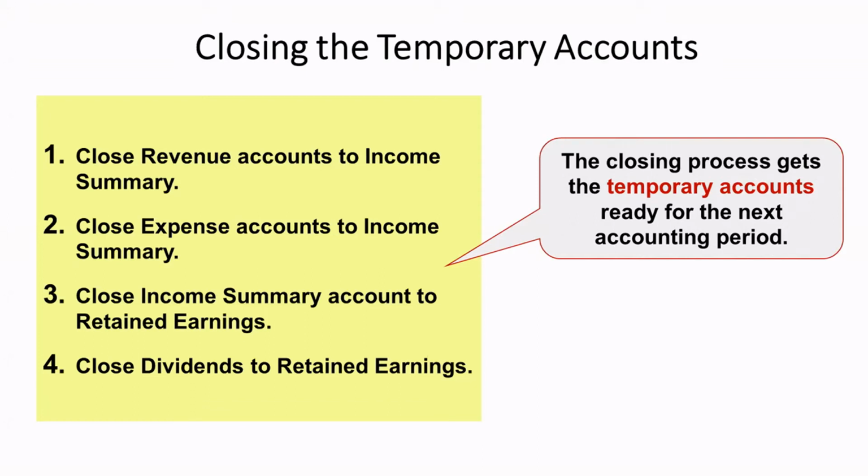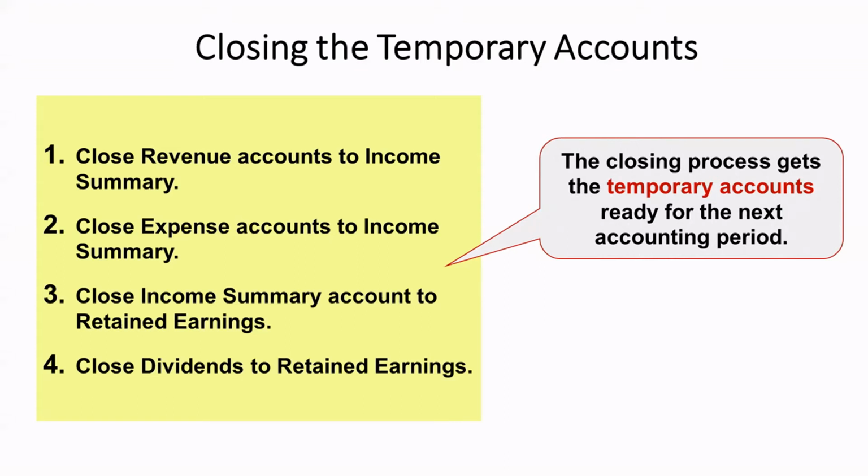Step 1 is to close all revenue accounts to a temporary account called income summary. Step 2 is to close all expenses accounts to the income summary account. At this point, net income is isolated in the income summary.